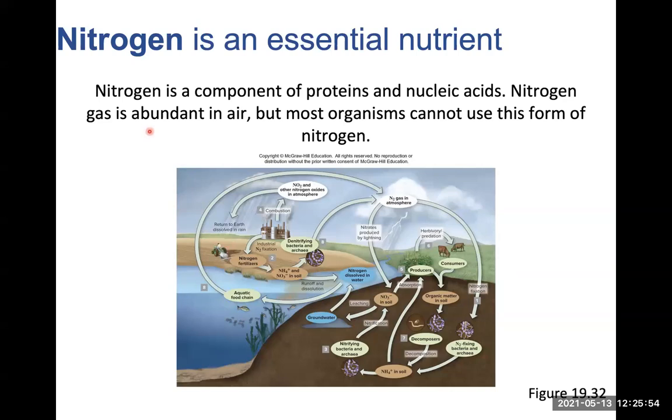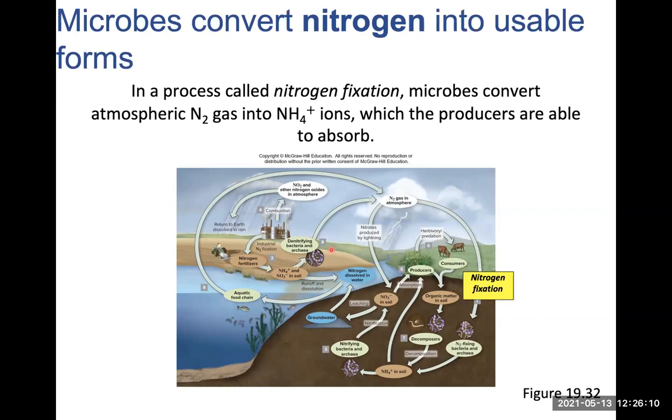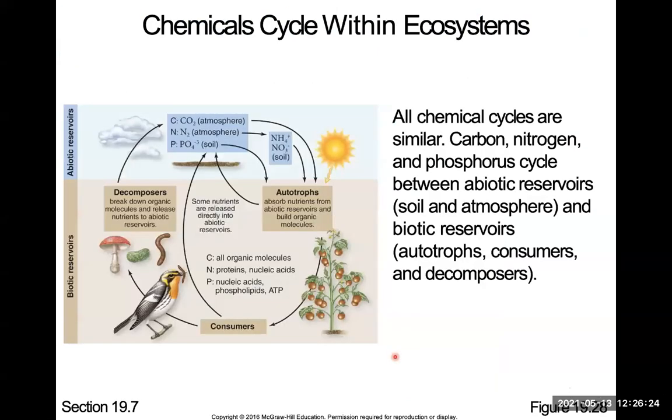So here it's saying that nitrogen is a component of proteins and nucleic acids. It's an abundant gas, but the organism cannot use this form of nitrogen. Therefore, it has to go through nitrogen fixation, and then we can use it. The one that's coming from the factories is creating pollution. And the process is called nitrogen fixation. They can convert nitrogen gas into ammonia, which is taken up by the plants. And that's also something that's found in the fertilizers. So all these things interconnect.